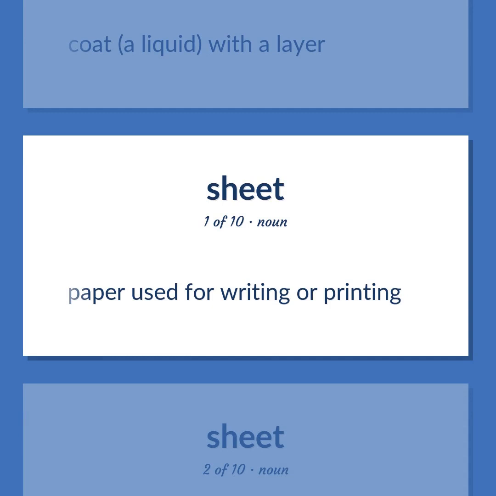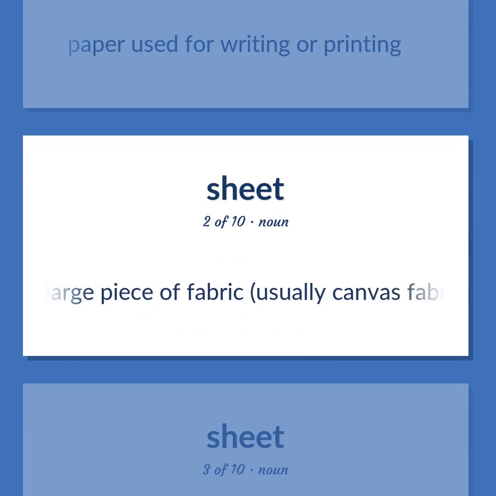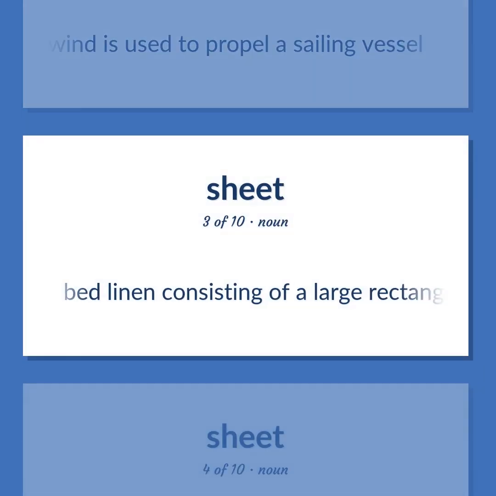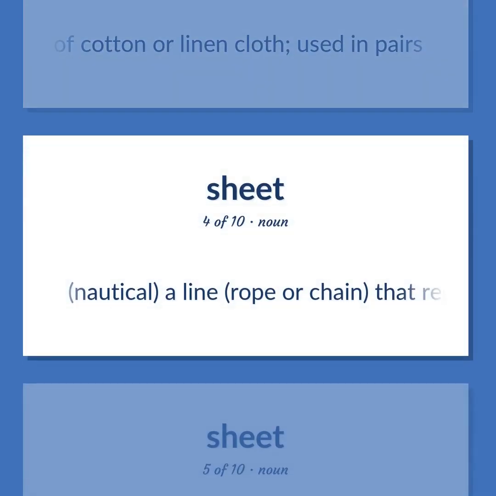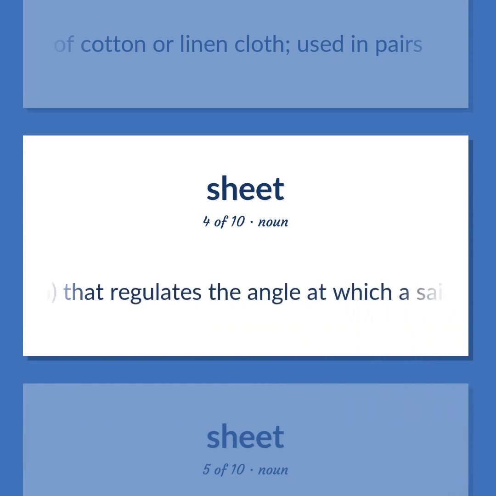Paper used for writing or printing. A large piece of fabric, usually canvas fabric, by means of which wind is used to propel a sailing vessel. Bed linen consisting of a large rectangular piece of cotton or linen cloth, used in pairs. Nautical, a line, rope or chain that regulates the angle at which a sail is set in relation to the wind.